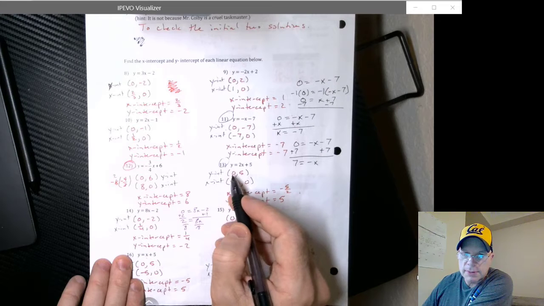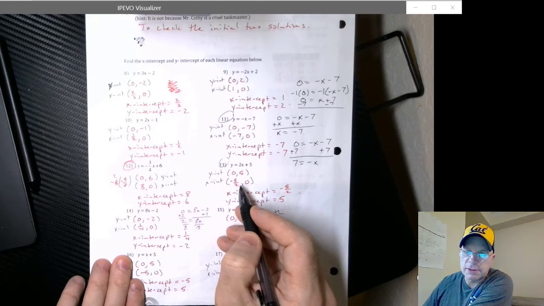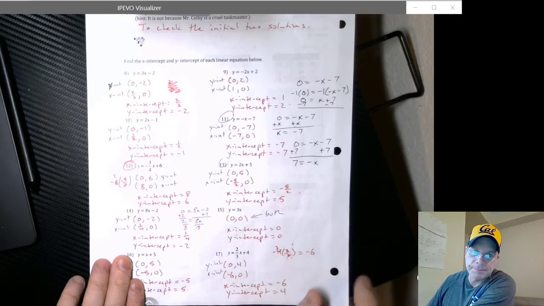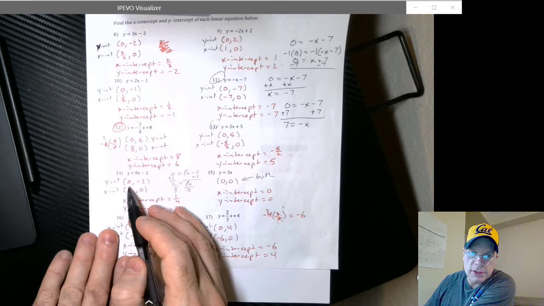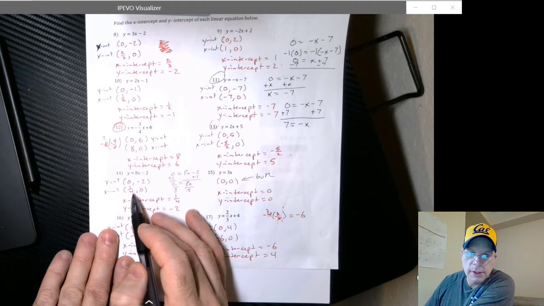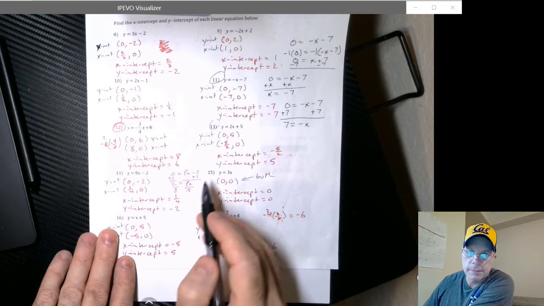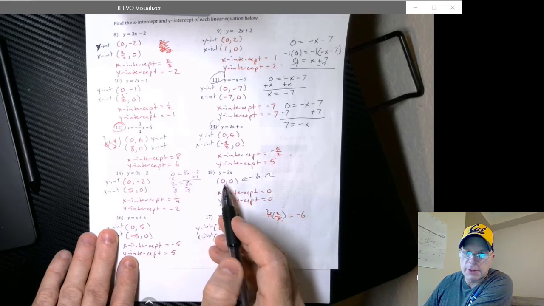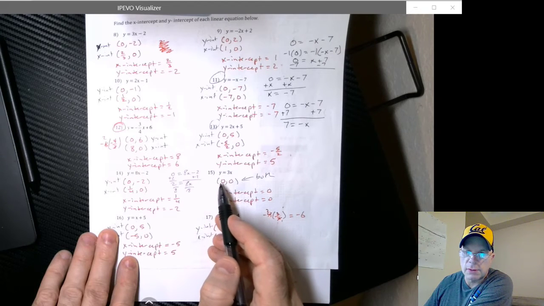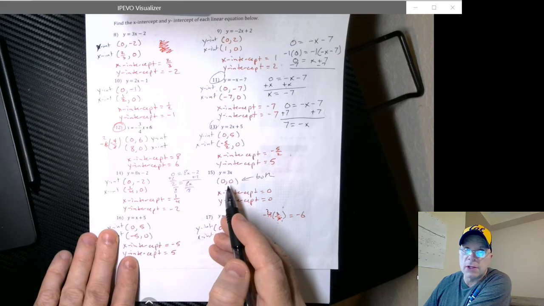13, the y-intercept is (0, 5). The x-intercept is (-5/2, 0). 14, the y-intercept is (0, -2). The x-intercept is (1/4, 0). For number 15, both the x and y intercepts are (0, 0). If the line passes through the origin, then the x and the y-intercept are both the same point.